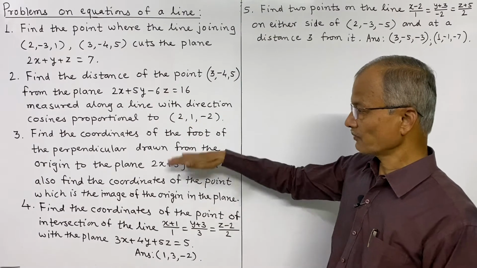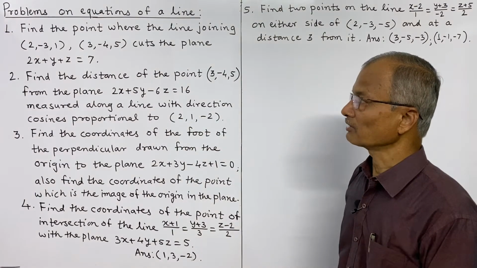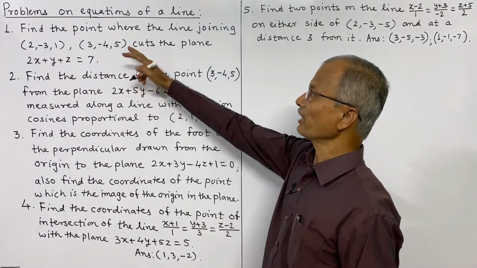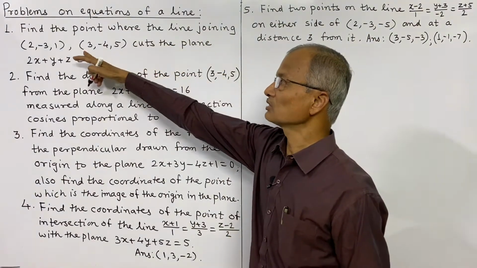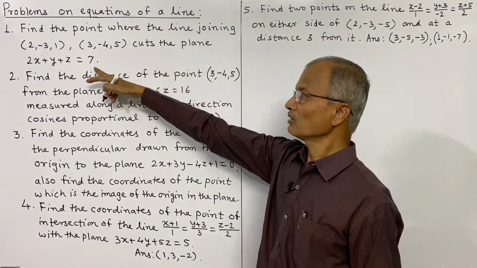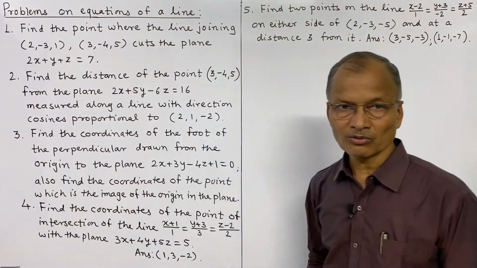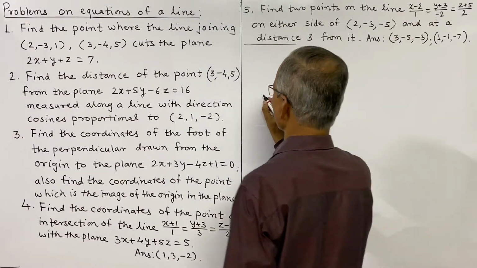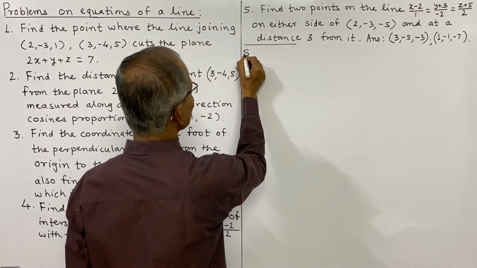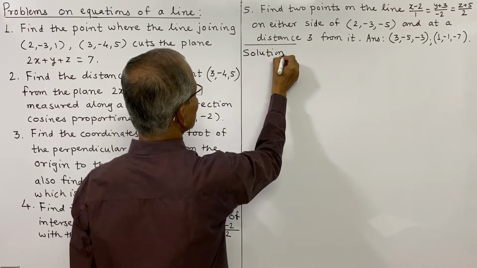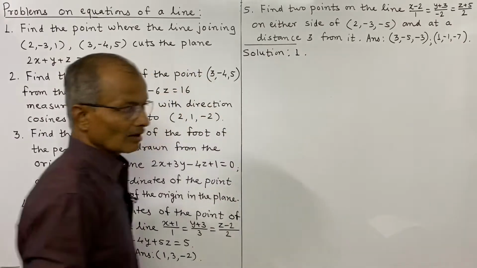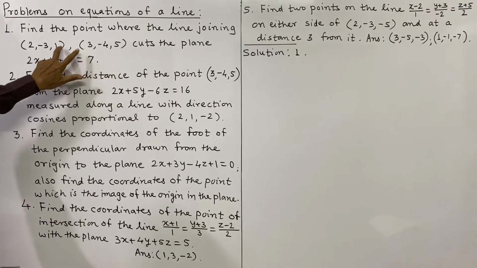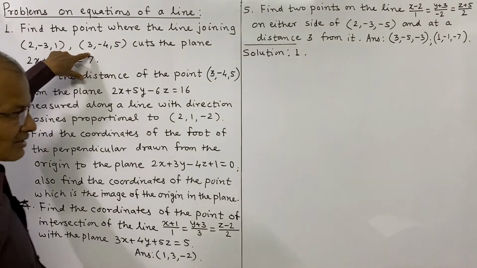I have written here a few problems and we shall solve them one by one. So the first problem is: find the point where the line joining these 2 points cuts the plane 2x plus y plus z is equal to 7. So we shall consider the solution for the first problem. Here, these are the 2 points through which the line passes, and first we shall write the equation of the line passing through these 2 points.